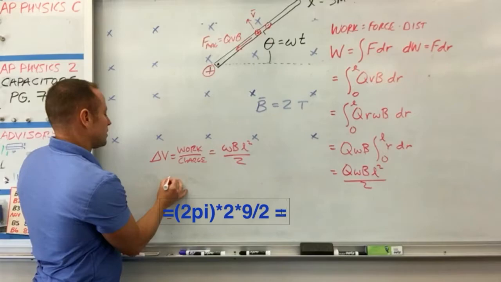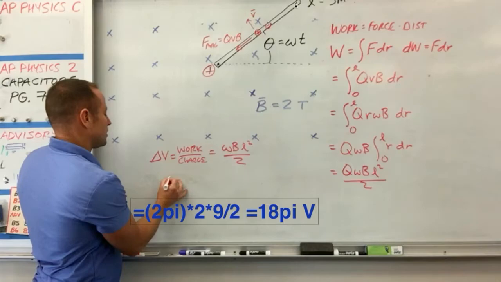So in that case, we'll end up getting 18 pi as the voltage difference between the two ends. So 18 times a little bit more than 3 volts. And so that would be the voltage difference between the positive end here and the negative end here, which is up toward the upper right.